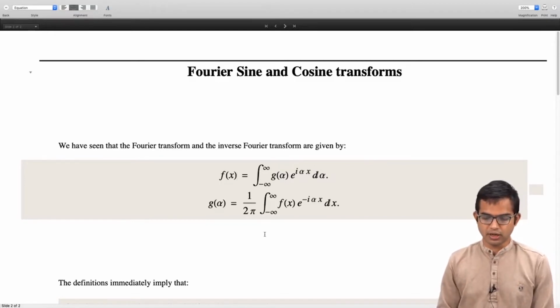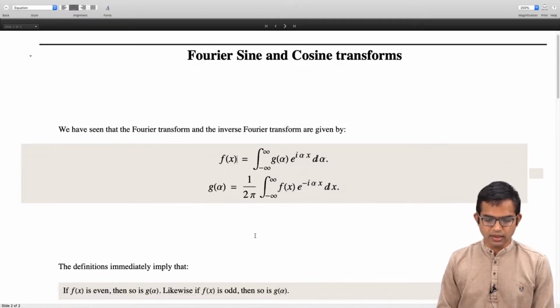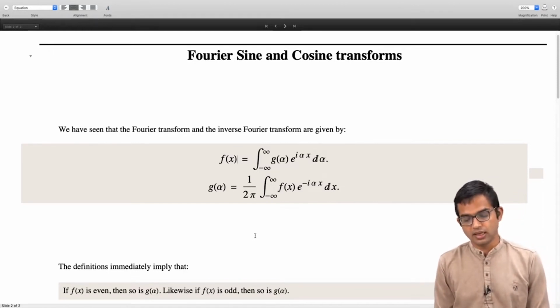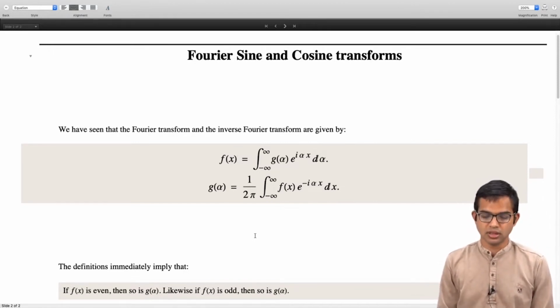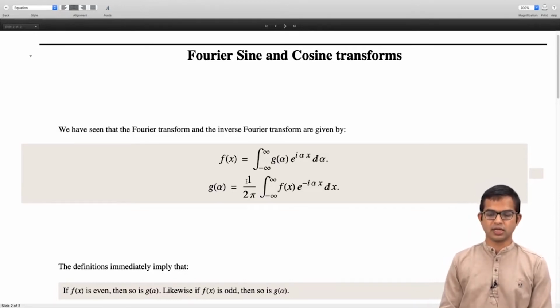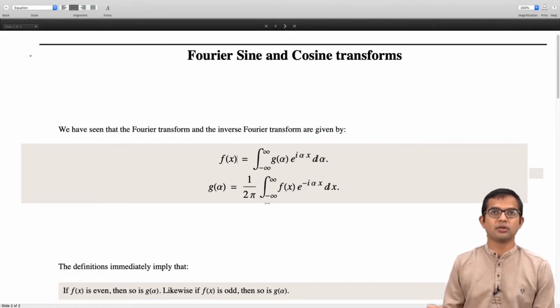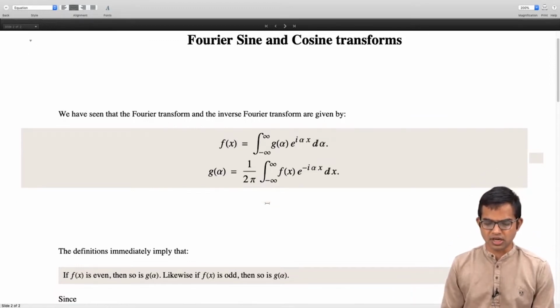Okay, so the statement is the following: if f of x is even, then so is g of alpha, and if f of x is odd, then so is g of alpha. This doesn't care about what factors you ascribe to them, right? Clearly. So let's see how this follows directly from the definition. If you want to pause the video and work this out for yourself, please feel free to do so. The argument is straightforward.